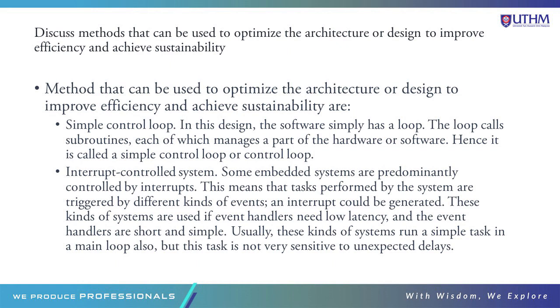Second is interrupt control system. Some embedded systems are predominantly controlled by interrupts. This means that tasks performed by the system are triggered by different kinds of events. An interrupt could be generated. This kind of system is used if event handlers need low latency and the event handlers are short and simple. Usually, this kind of system runs a simple task in a main loop also, but this task is not very sensitive to unexpected delays.